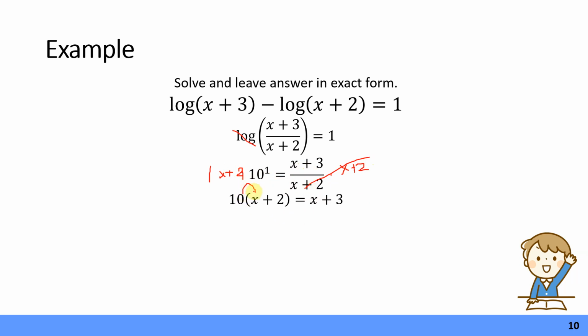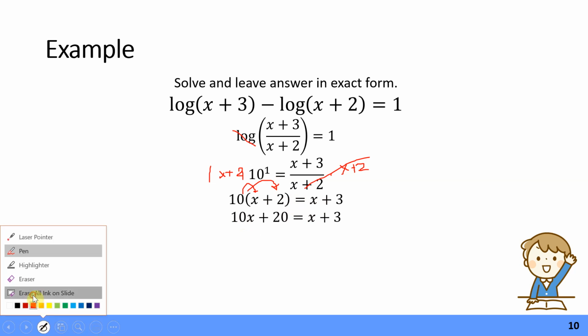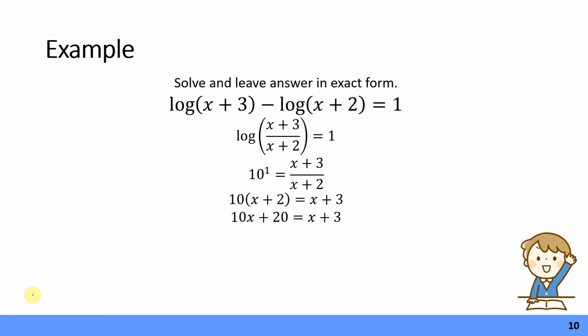Now, to solve this, I am going to have to distribute the 10, leaving me with 10x plus 20 equals x plus 3. No more logarithms, no more exponents, no more fractions. We know how to solve this now. We have to have the x's on one side, so I'm going to move this x to this side, giving me a negative x. So 10x minus x gives me 9x. And then I'm going to throw this positive 20 to this side, making it negative. So 3 minus 20 gives me the negative 17.